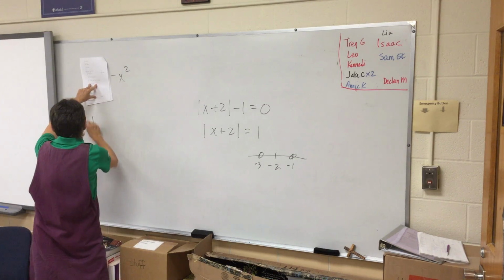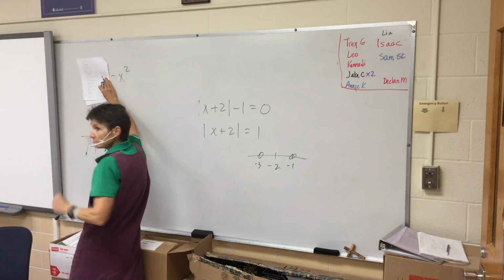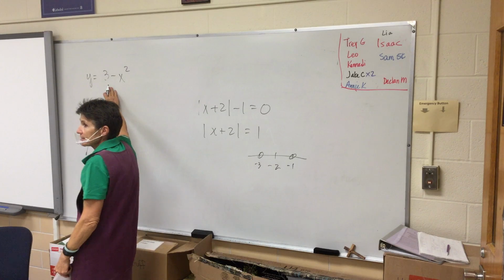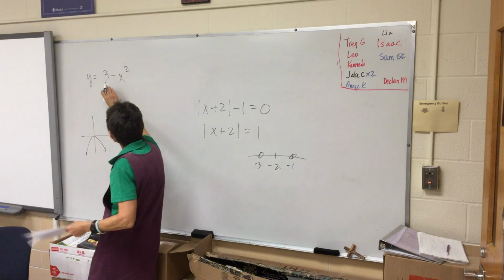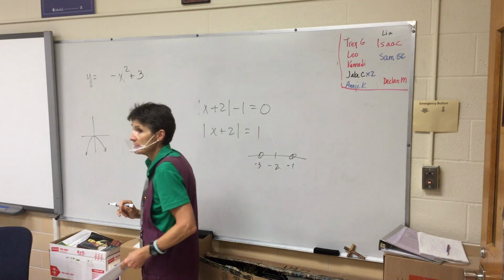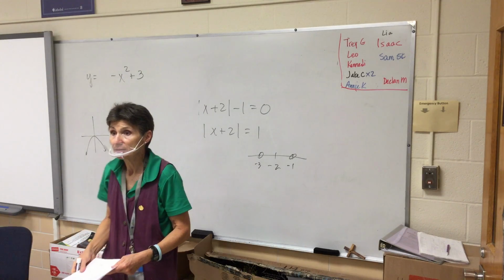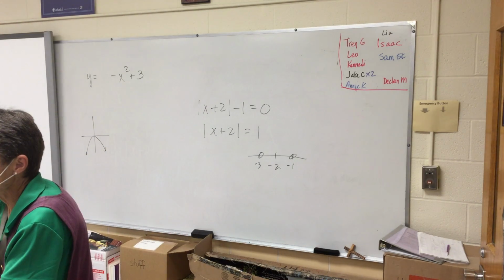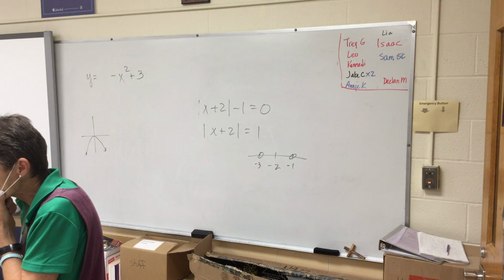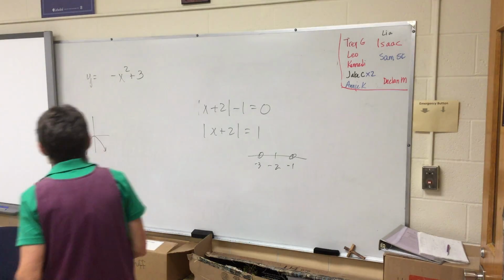So this is an upside down parabola. A normal upside down parabola would just look like this, right? But this one has a 3 in it. And don't be confused. Isn't that the same as this? Yeah. So we have taken that upside down parabola and added 3. Do you remember what that does? Up 3. That's exactly right.